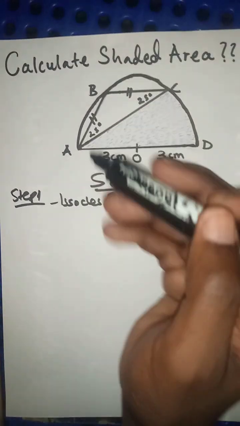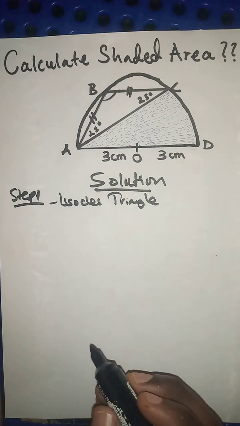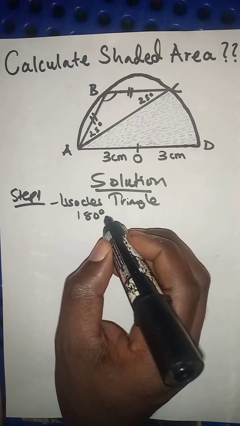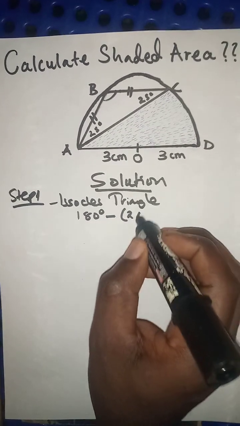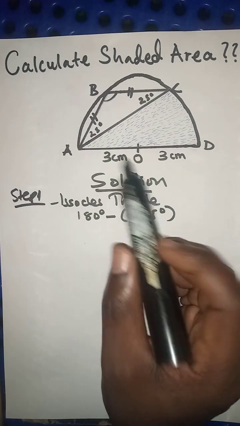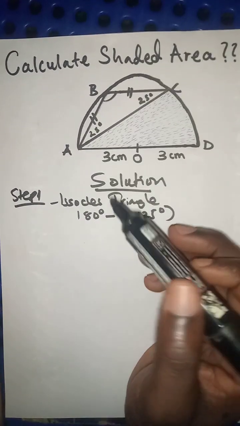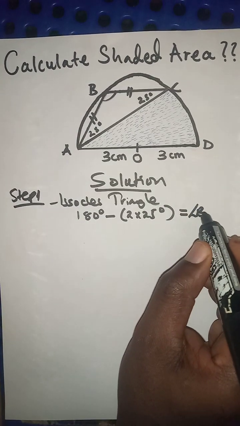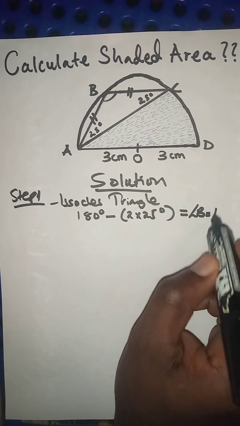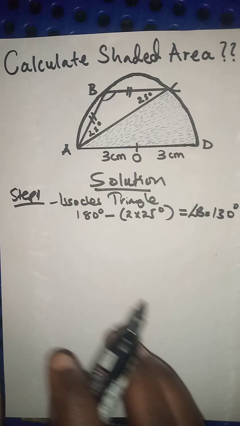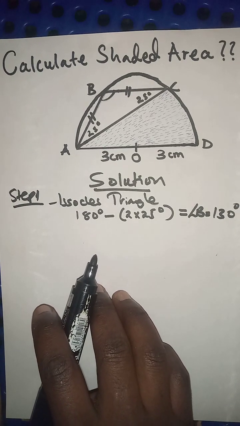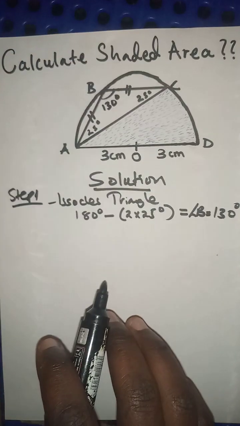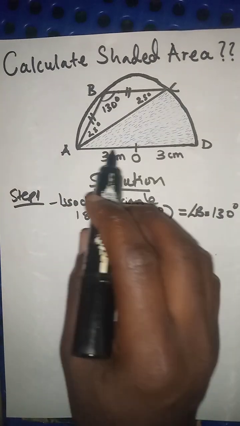So for me to get the unknown angle B, I'm going to take the sum of interior angles of a triangle and subtract the base angles, so I'm going to take 2 times 25. Doing that, I'll get angle B as 130 degrees. So that is my first step. So that means here I'll have 130 degrees.